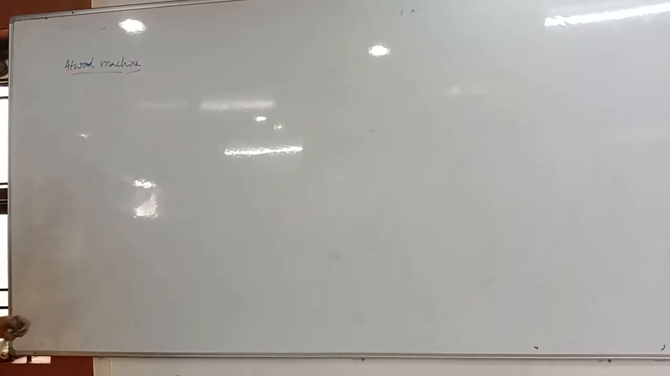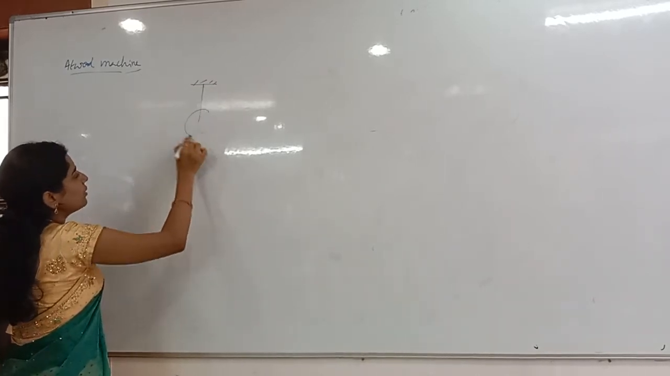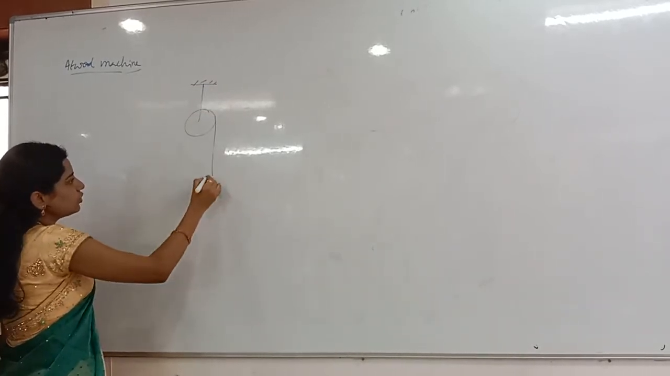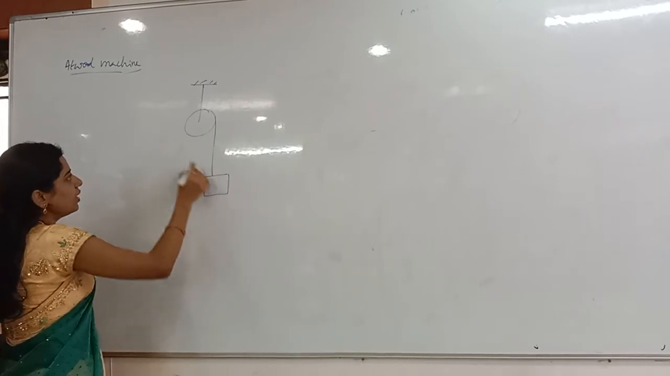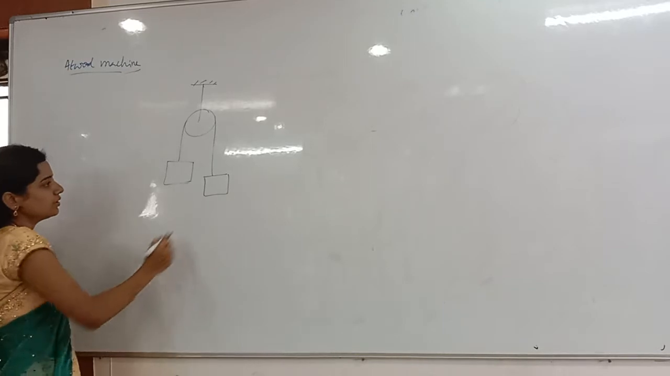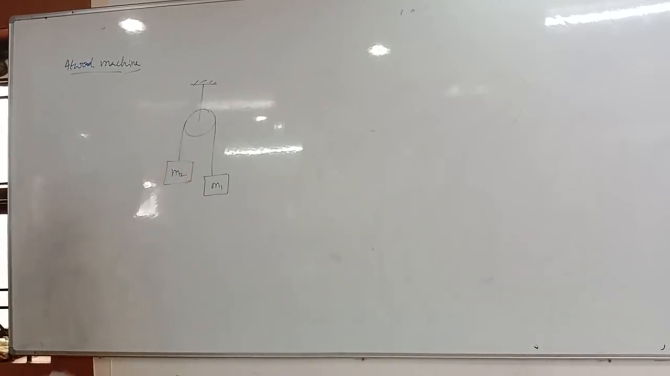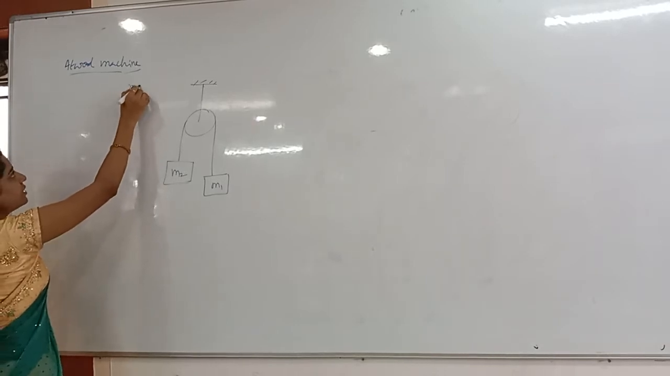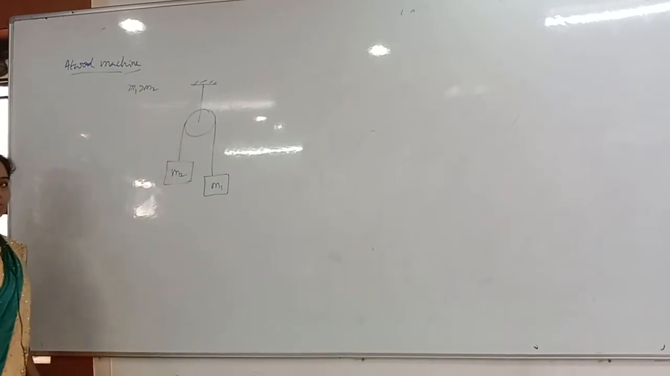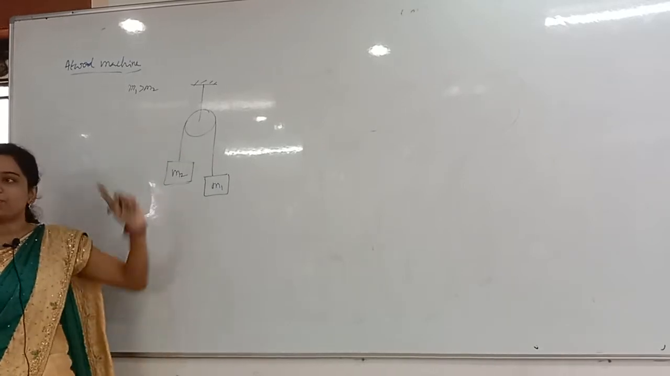We were discussing Atwood's machine yesterday. Listen. In that, how many masses did we consider? Two masses are passing over a smooth fixed pulley. This one is M1 and then M2. Now M1 greater than M2, then what happens? M1 will come downwards and then M2 will go in the upward direction.